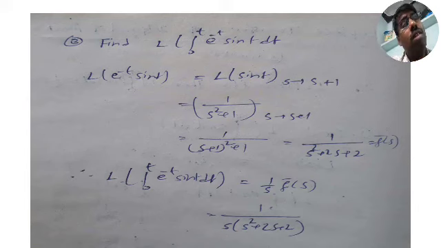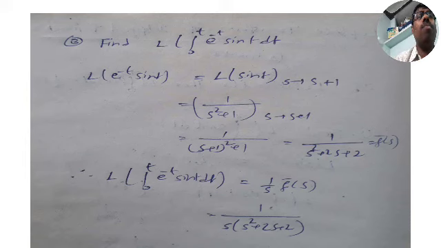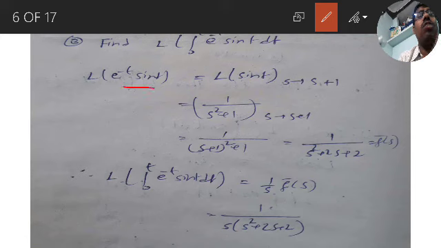Are you getting? So in this method, you see this third problem, what are we using? We are using the first shifting theorem, because it is the Laplace transform of a product of two functions, and among them one function is exponential, e power at or e power minus at, which means you have to use first shifting.